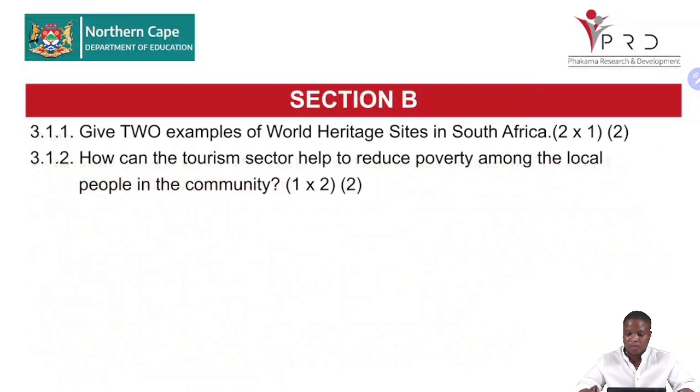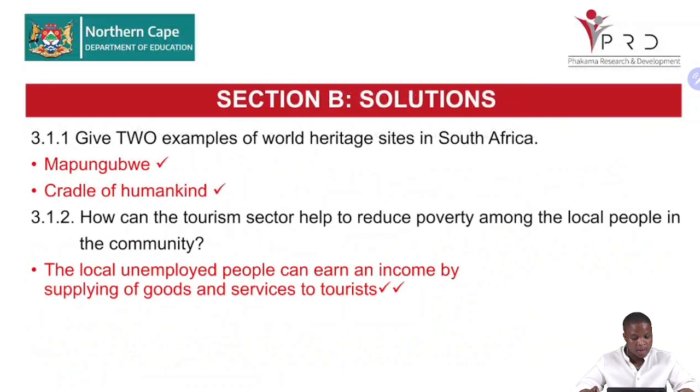Right, let's look at our responses, grade 12. Two examples of World Heritage Sites in South Africa: we have Mapungubwe, we have the Cradle of Humankind. Number 2, how can the tourism sector help to reduce poverty among the local people in the community? The local unemployed people can earn an income by supplying goods and services to tourists. Remember, tourism will allow even people from a poor society to be part of it, as we have attractions around those areas as well.